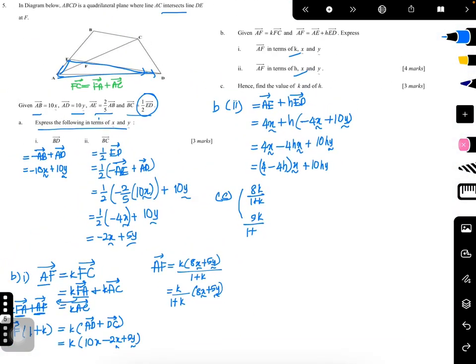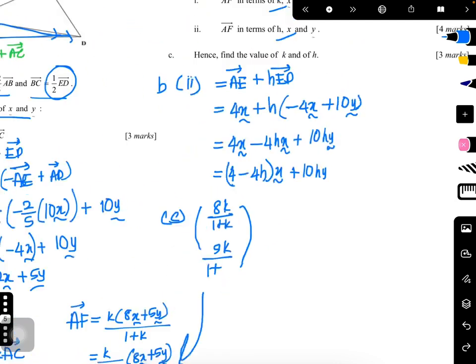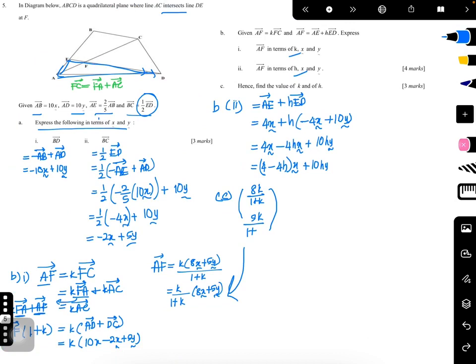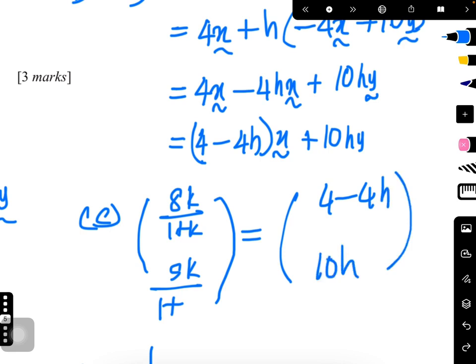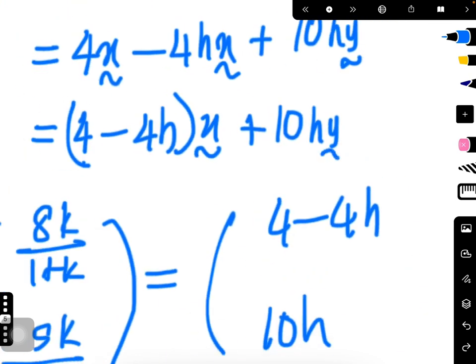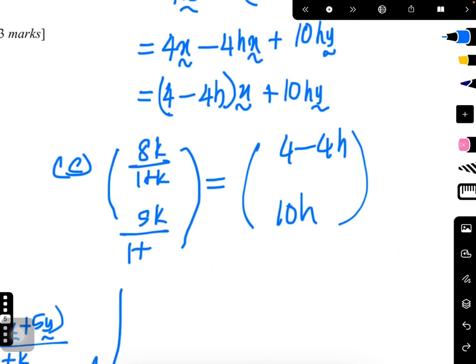This is where I get k. This is k multiplied by a over 1 plus k, and it can also be equated to the other one, 4 minus 4h, 10h. We get it from y. We need to eliminate the x and y because we're not finding the y coordinate, we need to find the vector.